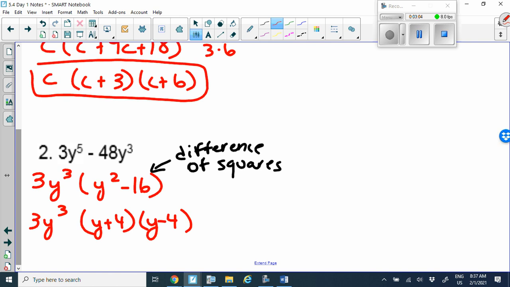Now the 3y cubed, though, that's not a linear, that is a monomial. And we can't really factor monomials. So we're basically done here.